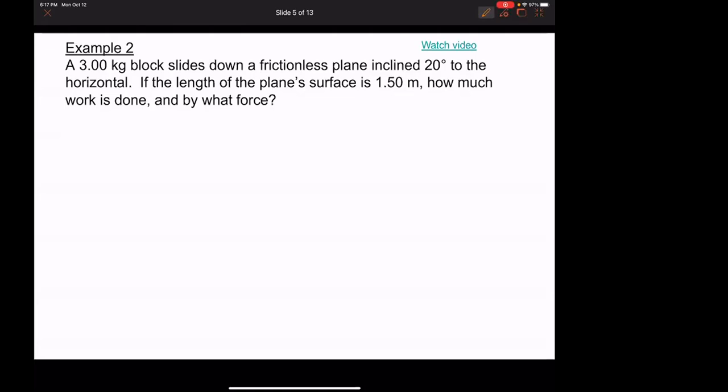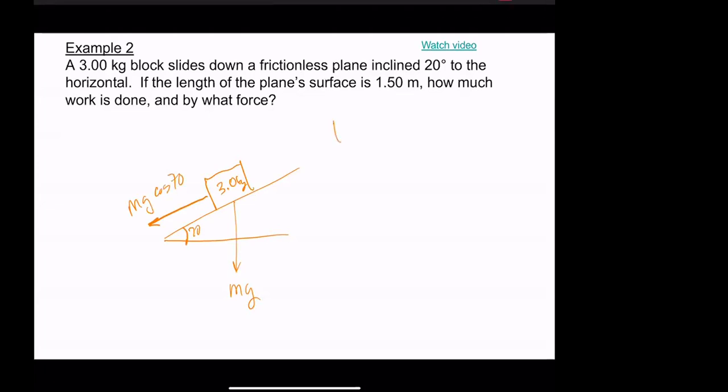All right, so we have an inclined plane. We have an object on the inclined plane. The object's 33 kilograms, right? The weight of the object is down the plane. Only the x component, and this angle is 20. So mg cosine 70 is causing the work to be done. So the work equals mg cosine 70 times 1.5. That's our distance.